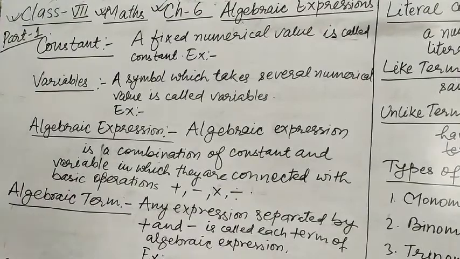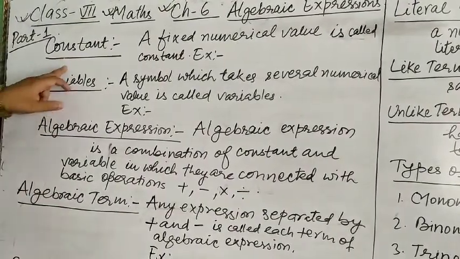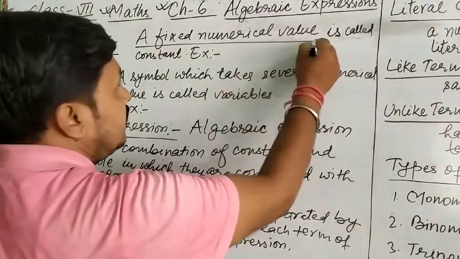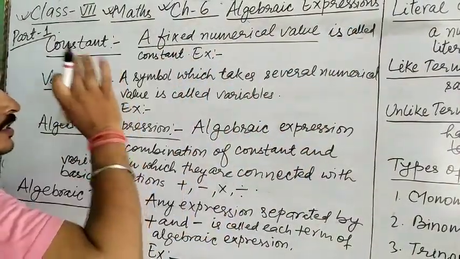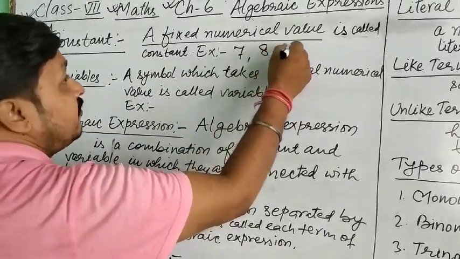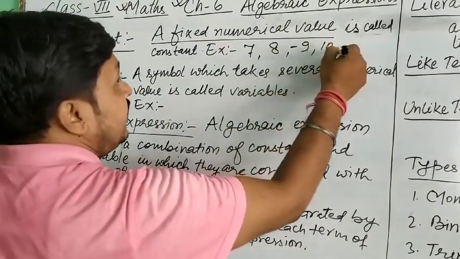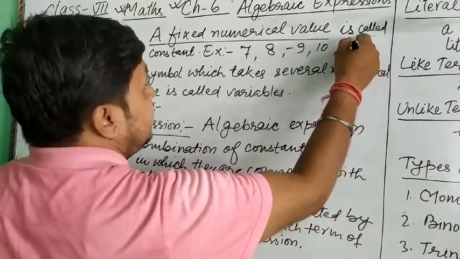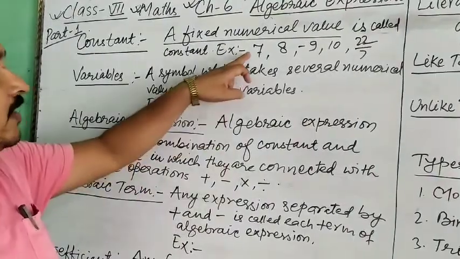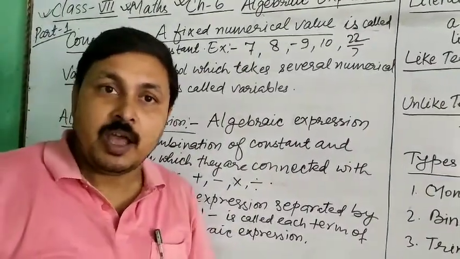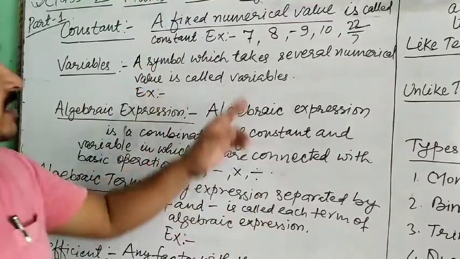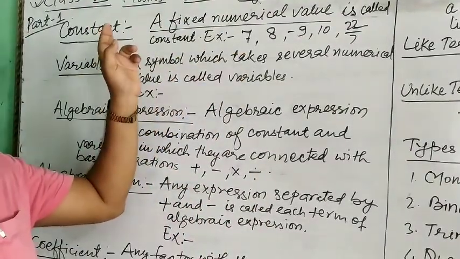So your first point is constant. What is a constant? A fixed numerical value is called a constant. That means 7, 8, minus 9, 10, 22 by 7. These all are constant values because the value of 7 never changes. The value of 7 is equal everywhere. So this is called the constant term.